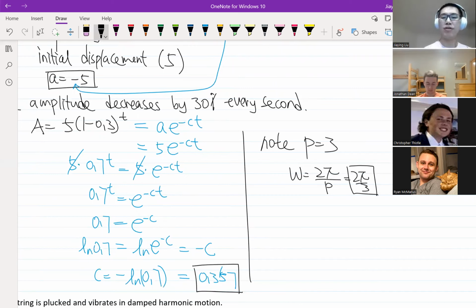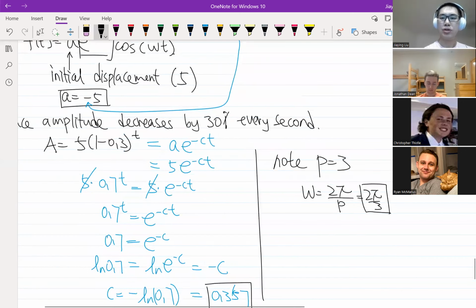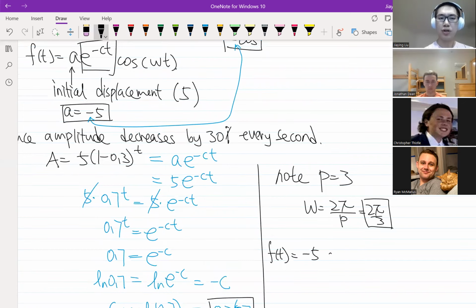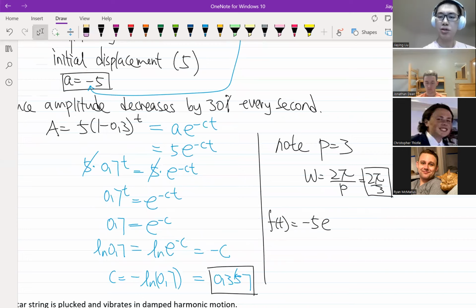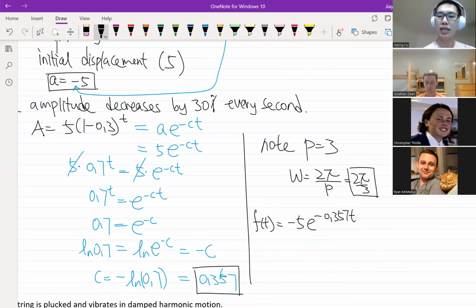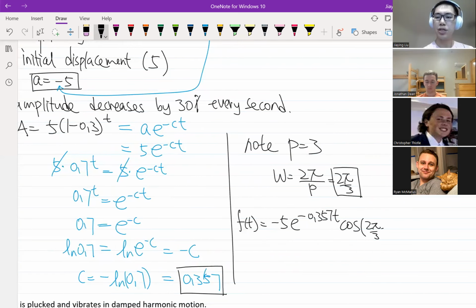And now we can put everything into the formula. So we get f of t equals a, which is -5, times e to the negative c, 0.357, to the t, and then we have cosine of omega, 2 pi over 3, t. So that's the function.